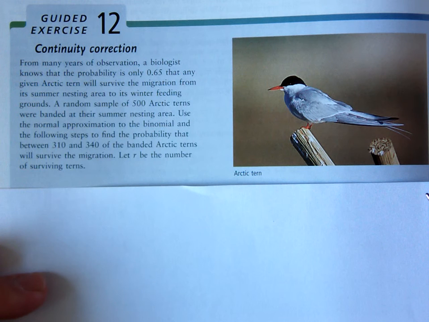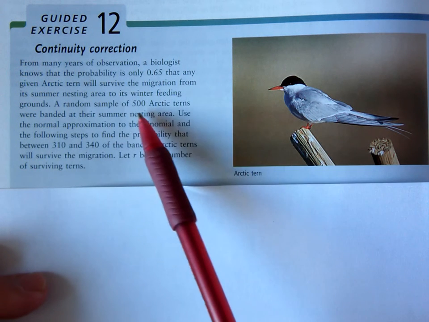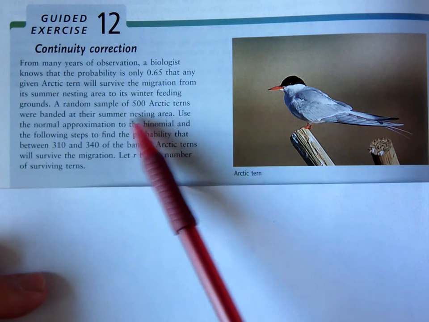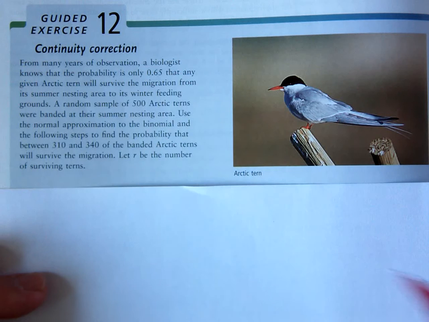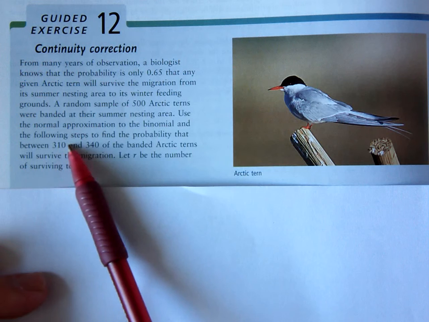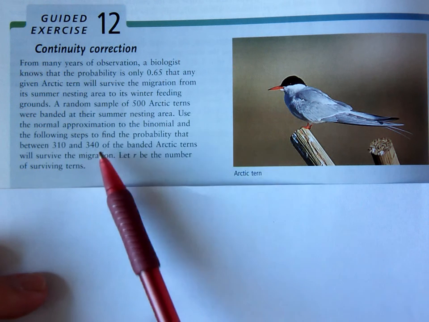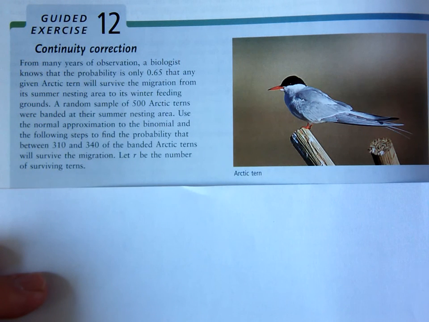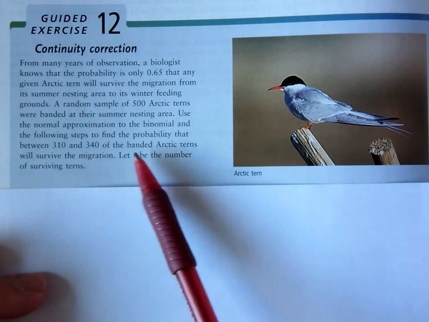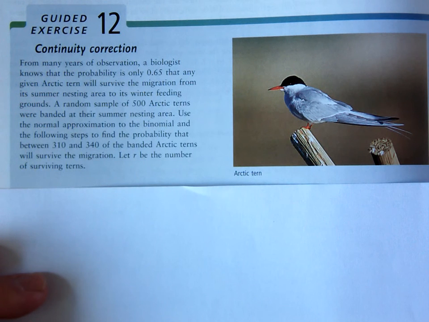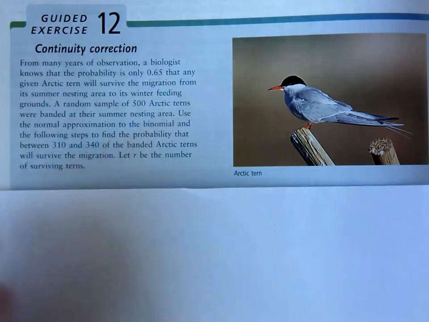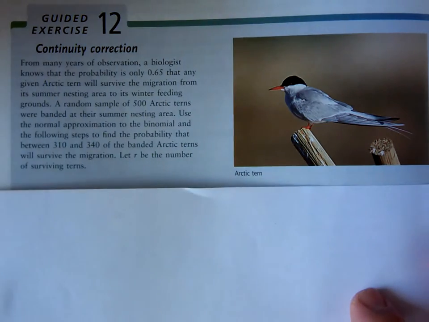And what they want to know is that they banded or tagged 500 of these birds during the summer nesting area, and want to know what is the probability that between 310 and 340 will survive, meaning that those banded birds will be found during the migration. All right, so let's go ahead and do our problem.